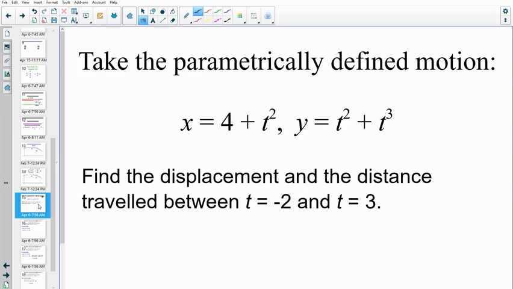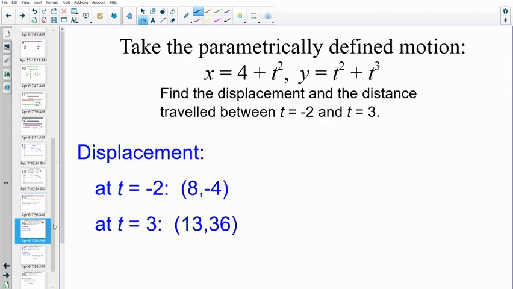Take this parametrically defined motion, the same stuff that we were just looking at before, and I want to talk about the difference between displacement and distance traveled over a span of time, between time equals -2 and time equals 3. I'm going to start with what you maybe did in pre-calculus. Honestly, I don't know how much of this stuff you did in pre-calculus, but if you looked at parametric curves at all, you could find displacement. Displacement is just the distance from where you started to where you finished.